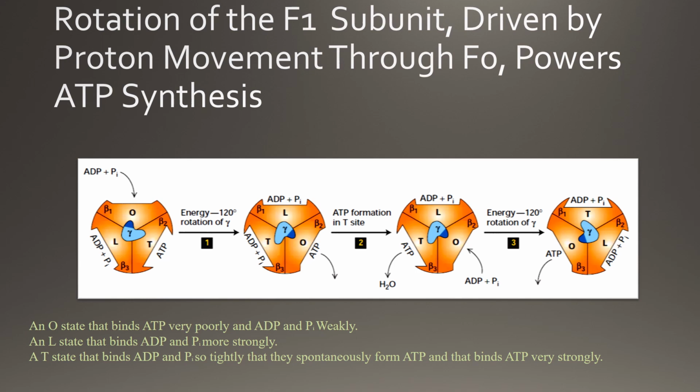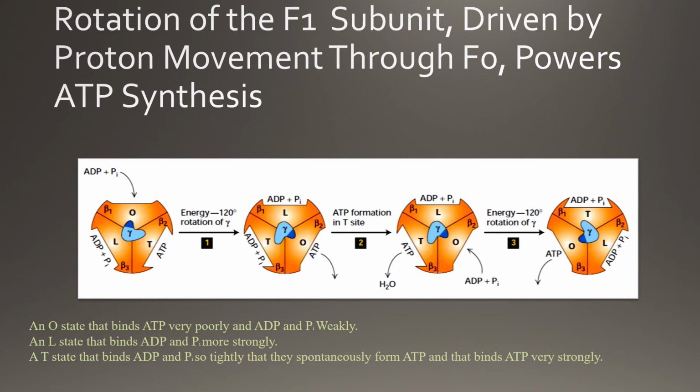In step 2, the ADP and Pi in the T site, here the beta 3 subunit, form ATP, a reaction that does not require an input of energy, and ADP and Pi bind to the beta 2 subunit, which is in the O state. This generates an F1 complex identical with the one which started the process shown in the stream left, except that it rotates 120 degrees.